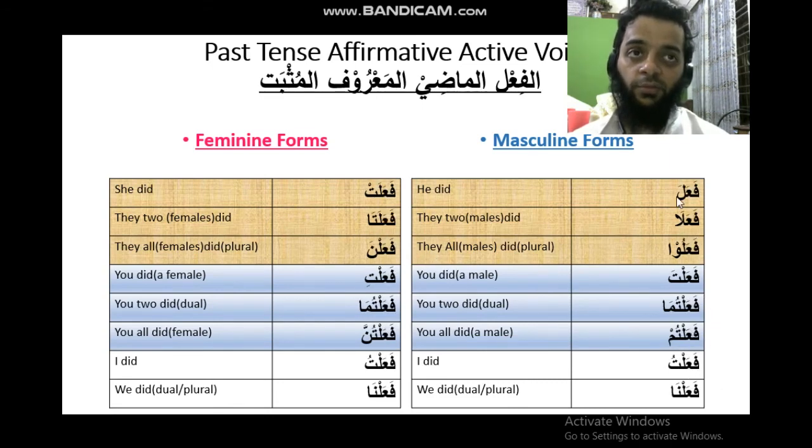But first you have to memorize this form. After you memorize this form, inshallah I will create a practice video next with other verbs. Then inshallah we can go to the next table.